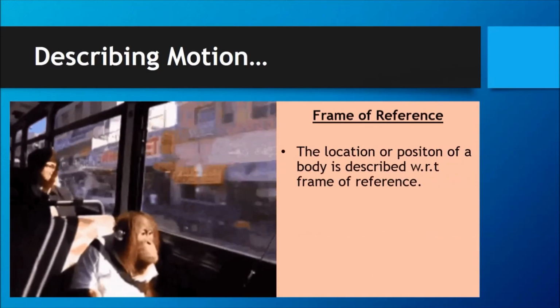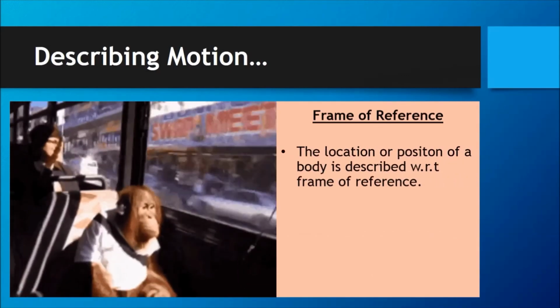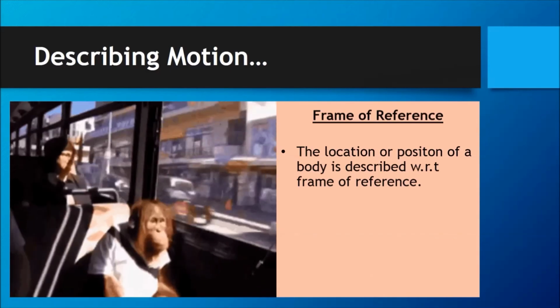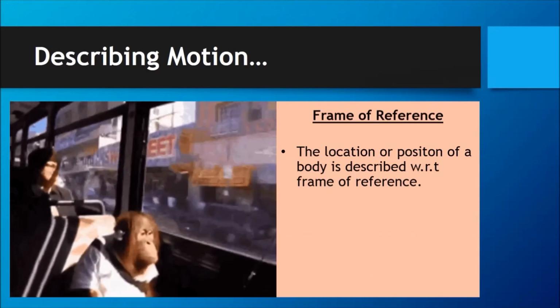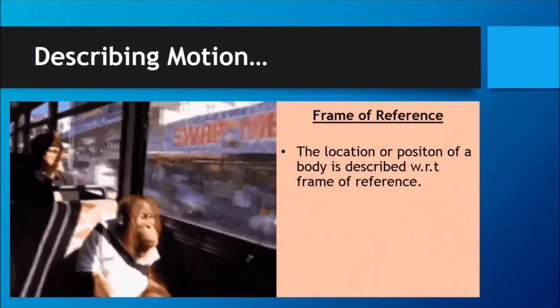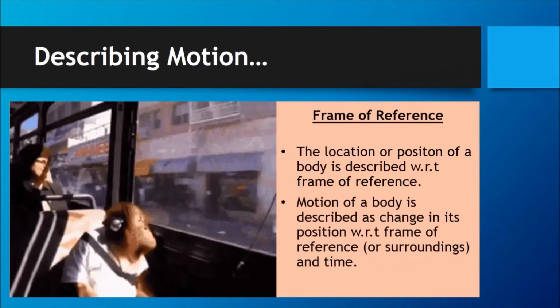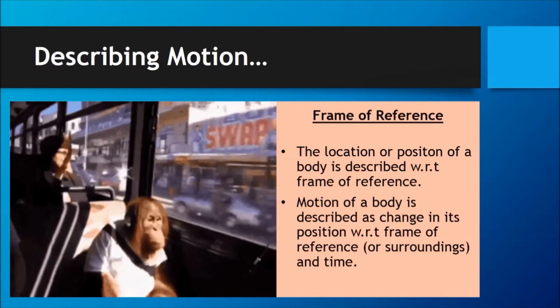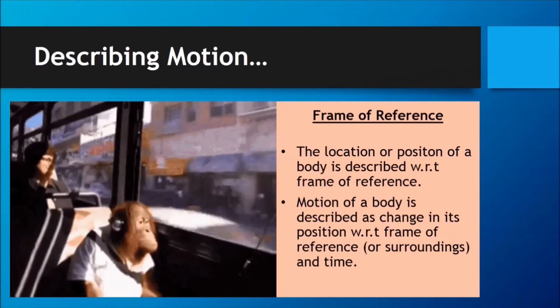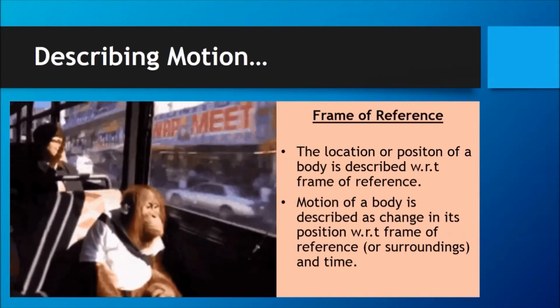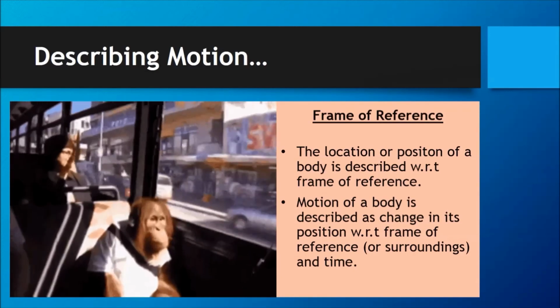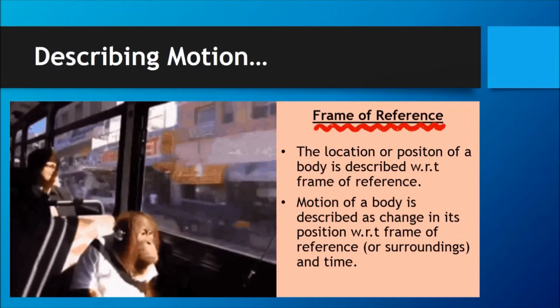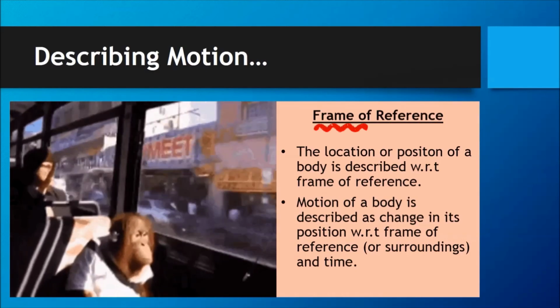A body is said to be in motion if it changes its position. The position or location of a body is described with respect to the frame of reference, or in other words, its surroundings. A body is said to be in motion if it changes its position with respect to the frame of reference and time. If it doesn't, it is at rest. Hence, in order to define motion or rest, at first, frame of reference has to be considered.